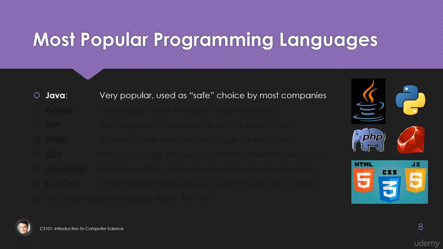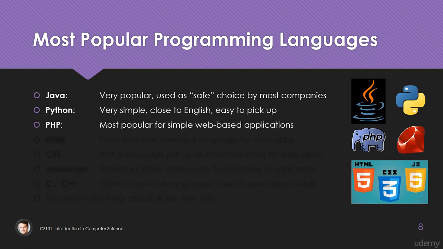Java is a very popular programming language, and it's often used as a safe and performant choice by most companies, especially larger companies. Python is a language that is gaining in popularity. It is very simple, it's close to English, it's easy to pick up. PHP is probably the most popular programming language for simple web-based applications. If you're reading your news on a blog or a website, it's most likely running on PHP, and this is probably true for some other web applications that you use quite often as well.